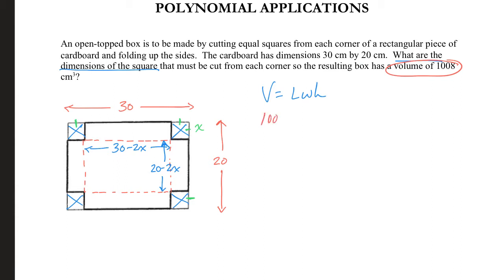Okay, I know that my volume is 1,008. The length of the box would be 30 minus 2x. My width of my box would be 20 minus 2x. And when I flip up those flaps, what I am highlighting in red right now on that right side is going to represent the height of my box. So what is the dimension of that height? Well, it's the length of the square. So it's an x. And I have now built my equation ready to solve.